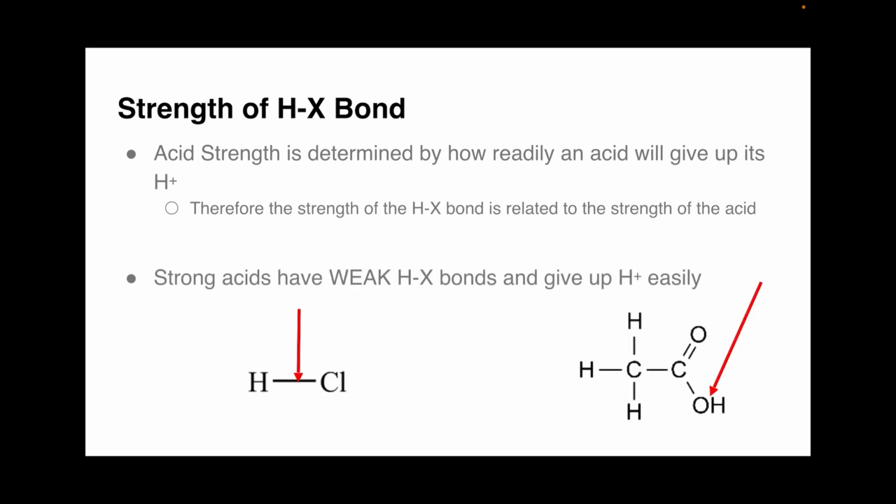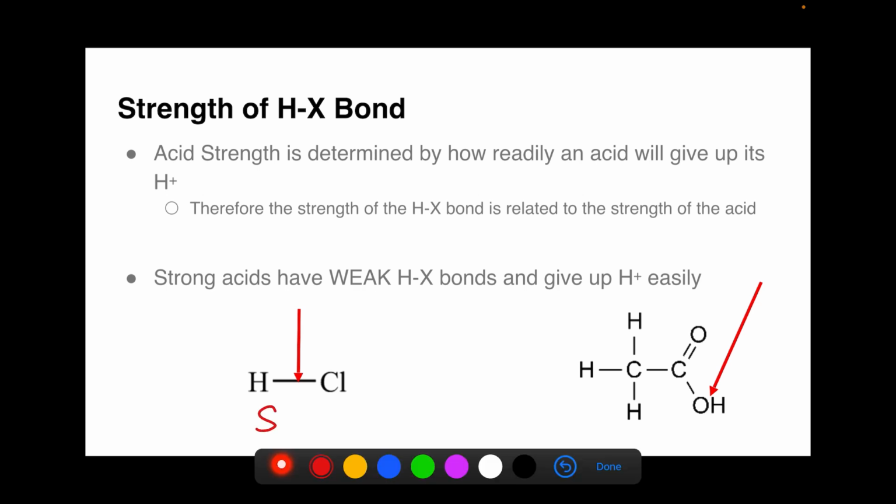Consider the two molecules shown here. HCl is a strong acid, which means the bond between the H+ and the Cl- is very weak. It can easily be broken, therefore the H+ can easily be given up. On the other hand, acetic acid is a weak acid, because the bond between the H+ and the O, which connects to the rest of the molecule, is quite strong. Therefore, it does not easily break, and the H+ is not easily given up.